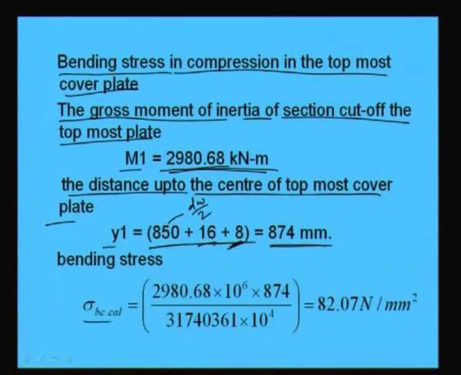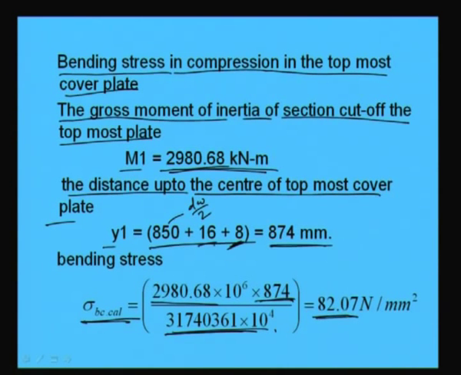So, now we can find out the sigma BC calculated. Sigma BC calculated will be how much? That is M1, that is 2980.68 into 10 to the 6, into Y1 by I, right, M1 by I into Y1. So, 2980.68 into 10 to the 6 into 874 by 31740.361 into 10 to the 4. So, if we calculate, we will get the value 82.07 Newton per millimeter square, right.